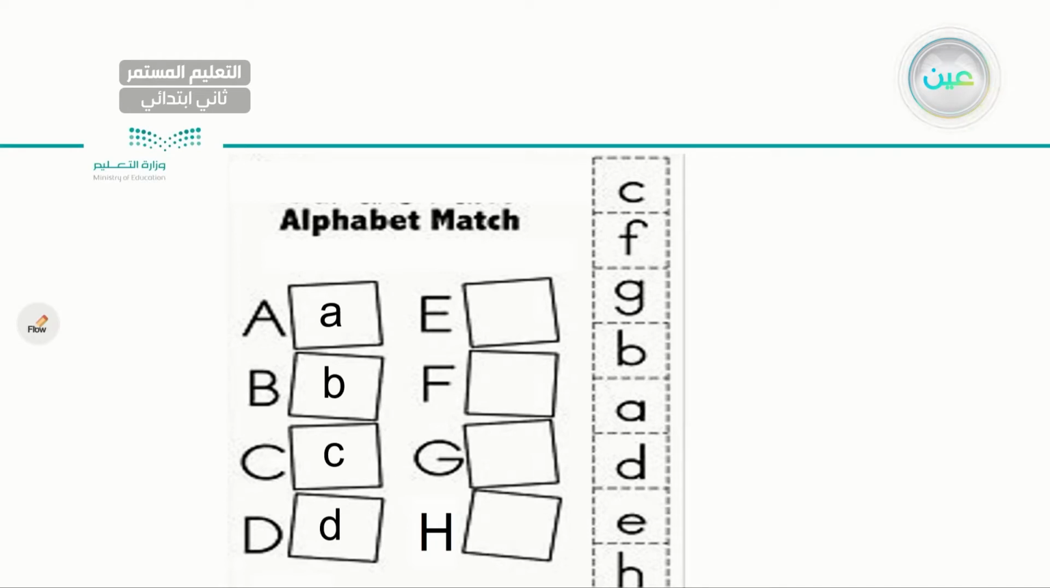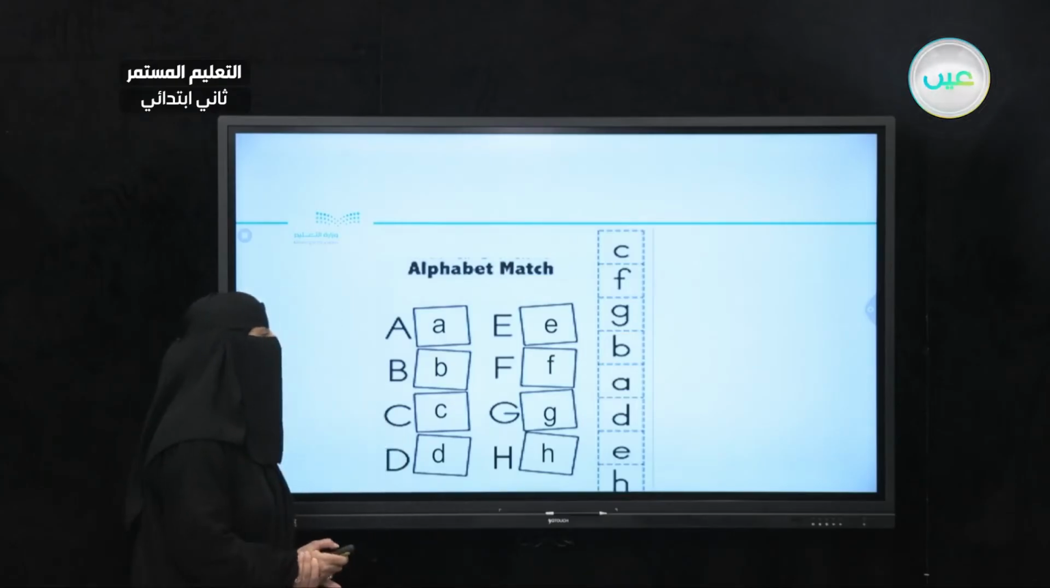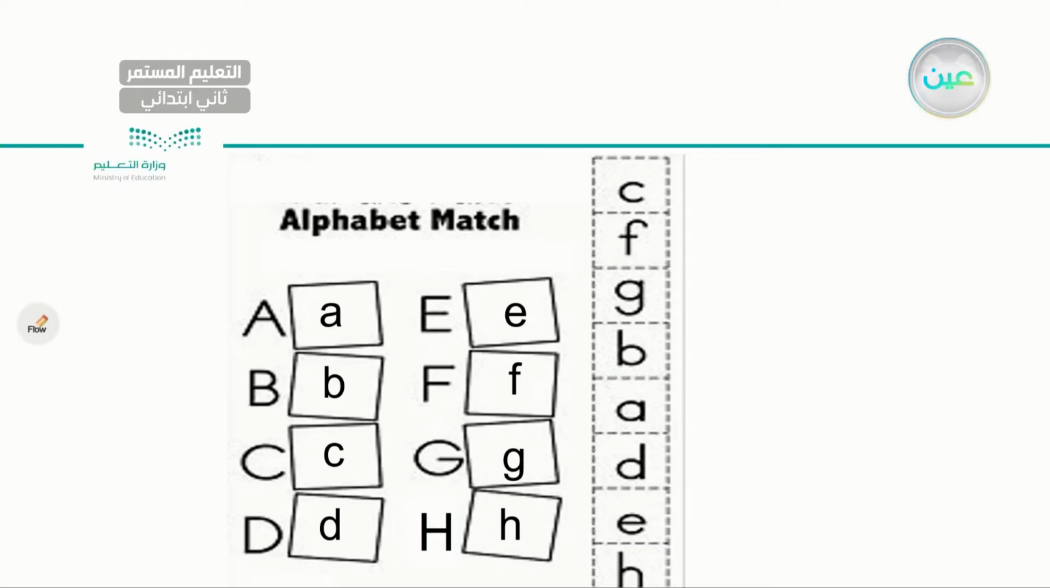Next, I have E, capital E, and this is a small e. Excellent. Next, I have F, capital F, and this is small f. Very good. Next one, I have G, capital G, small g, and the last letter here I have H, capital H, and this is small h. Very good, my dear student.